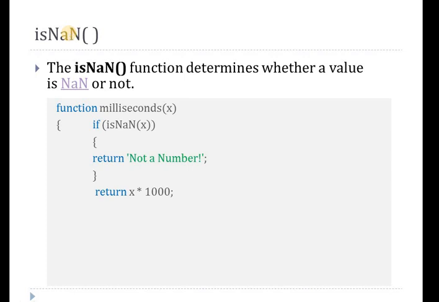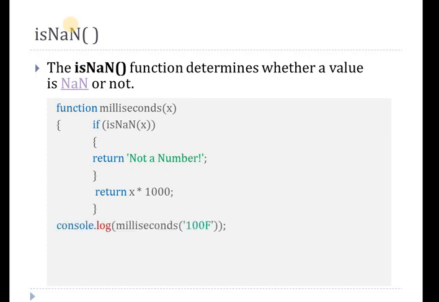Okay, for example, if I am passing "Parul", that means it is not a number. So what does it mean? This function will return true. Okay, be careful about it. And if I am passing a number, let's say 10, then this will return false. That's why this return x multiplied by 1000 will be returned by this function as milliseconds.